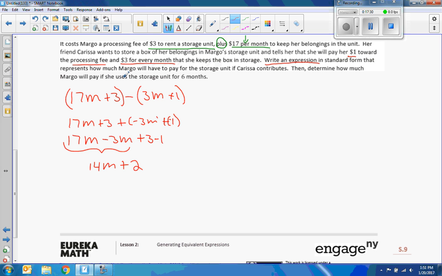Then determine how much Margot will pay if she uses a storage unit for 6 months. So that makes m 6. That means m equals 6. So it's going to be 14 times m plus 2. Okay. 6 times 14: 6 times 4 is 24, carry the 2, 6 times 1 plus 2 is 8, so 84. 84 plus 2 is 86. So that's how much Margot will pay if she uses a storage unit for 6 months.